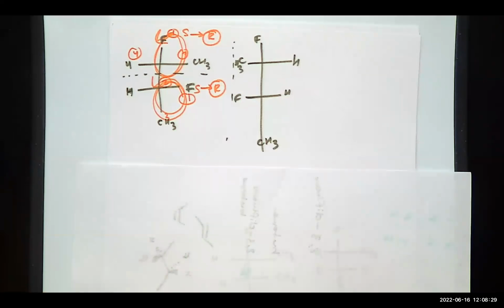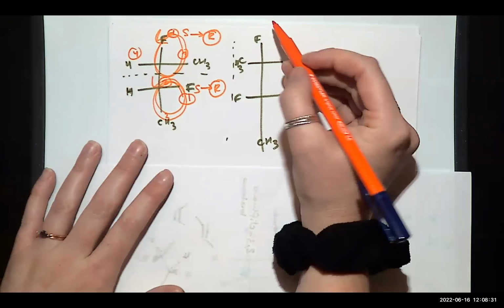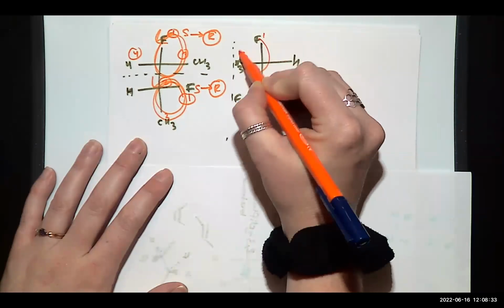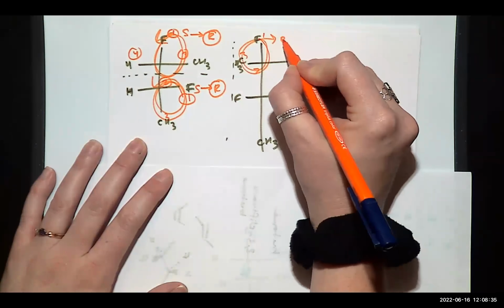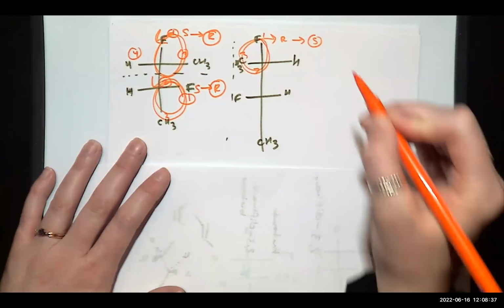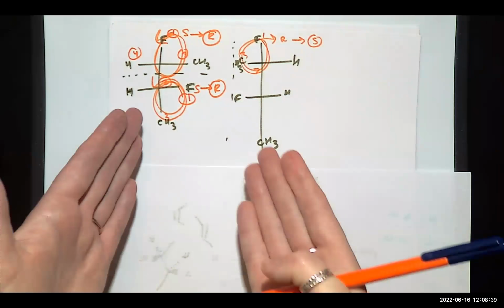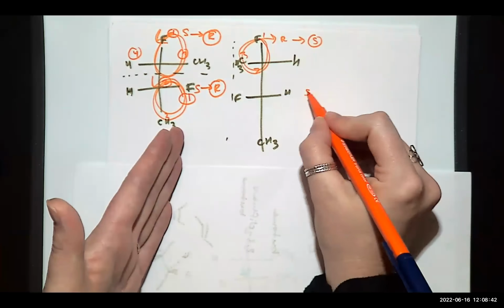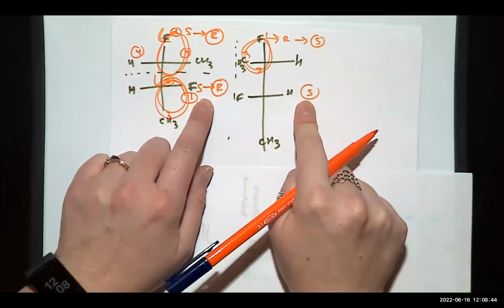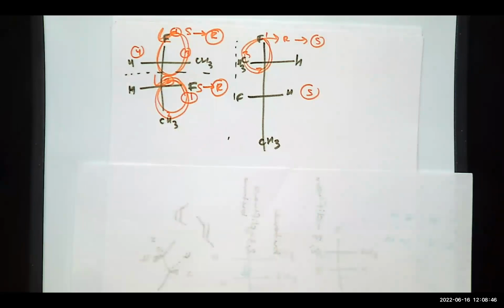So I could go through the whole hassle here of then doing the same thing. 1, 2, 3. This is R, but there's a hydrogen pointing towards us, so it's S. Or I could know that this is the mirror image. So if that's R, this must be S. So that can help you go through these practice problems a little bit faster.